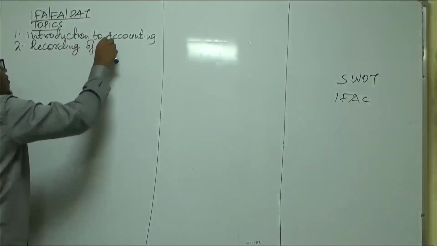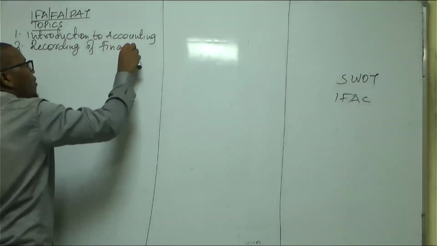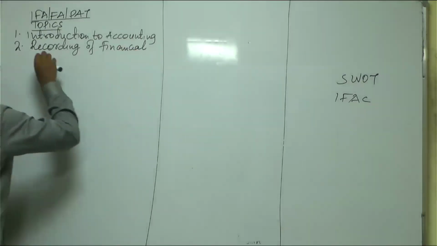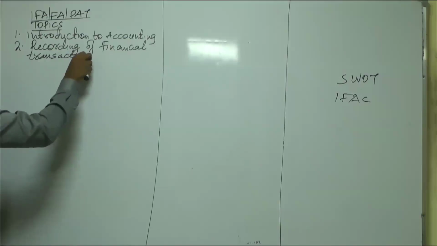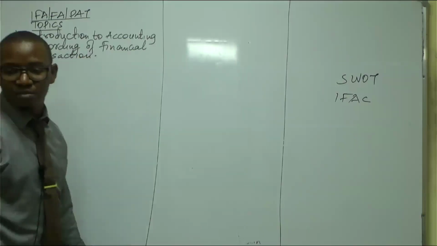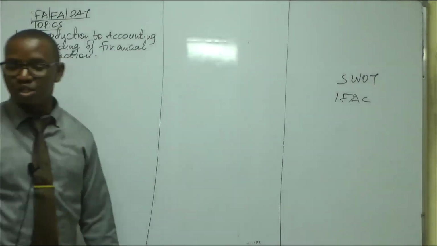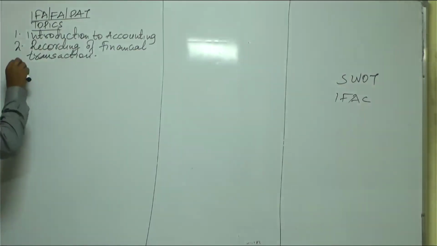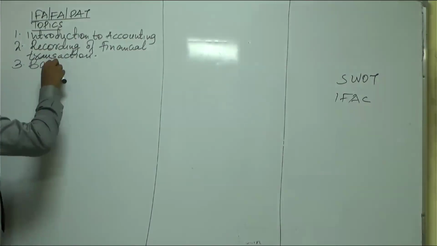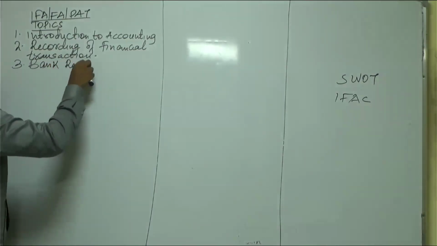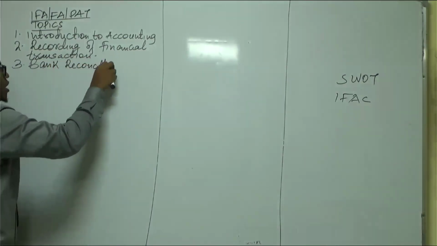Now, after that we'll also get to the recording of financial transactions. Recording of financial transaction is what we call the double what? The double entry systems or the double entry bookkeeping. Number 3, we'll also talk about the bank reconciliation statements. Reconciliation statement.